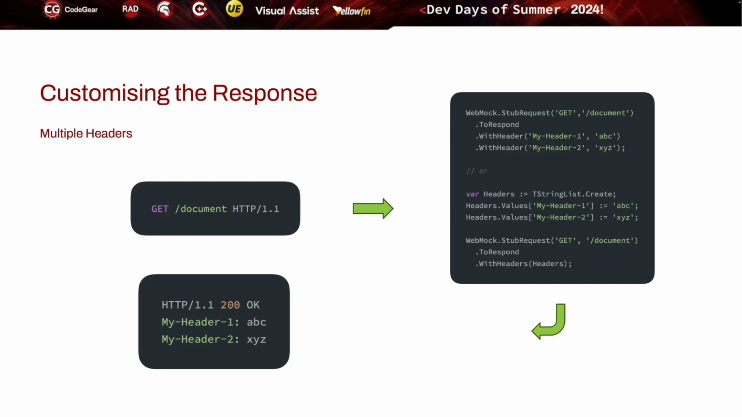And so there is a function called .WithHeaders, which will accept a string list, and you can build up header values using Headers.Values, and you can just pass that to your .WithHeaders, and those headers would be set exactly the same. So the code at the top is exactly the same as the code at the bottom, one using the fluent interface, one using predefined headers.